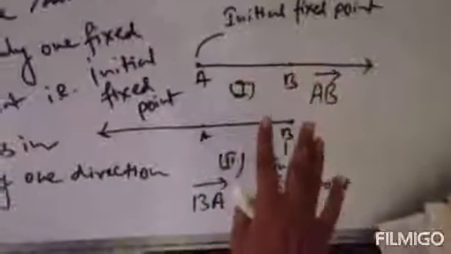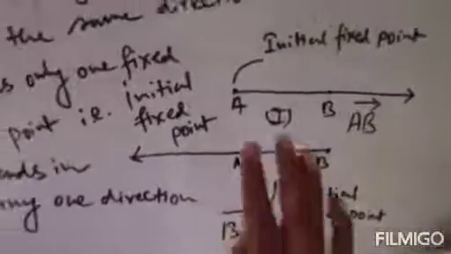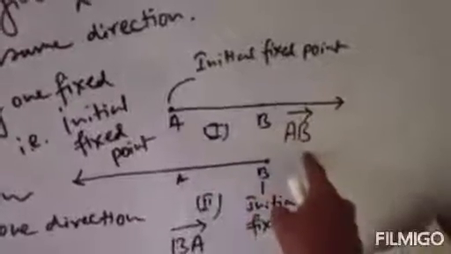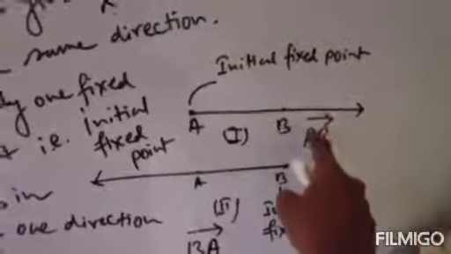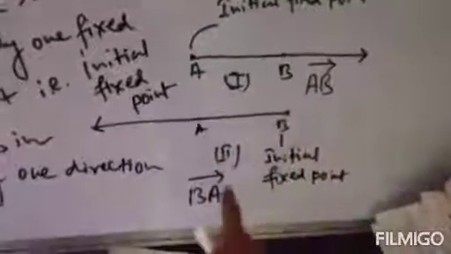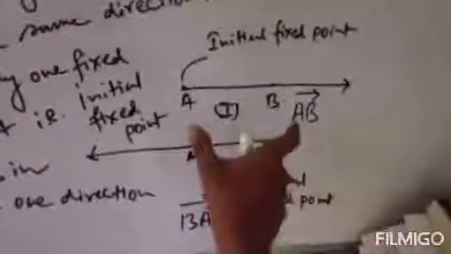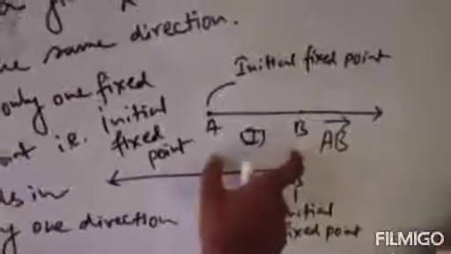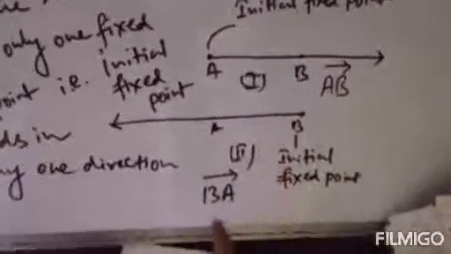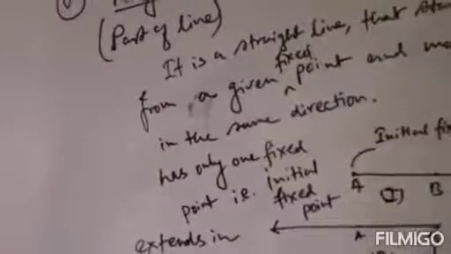Clear? So this is very important. The arrow sign or the initial fixed point position is very important in case of a ray. The initial fixed point should be written first, then the second point, and make a single arrow sign over AB. In diagram 2, B is the initial fixed point, so it should be written first, that is BA, with an arrow sign. So if you draw this diagram, the correct representation of the ray will be AB with an arrow, and if you draw this diagram, the correct representation will be BA with an arrow sign over it. Clear? So this is a ray, and it is a part of a straight line.